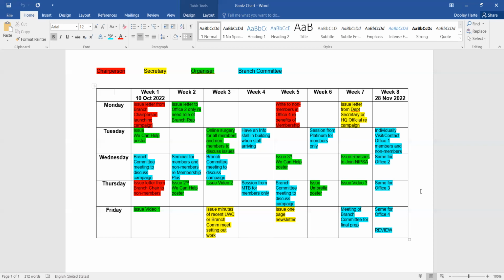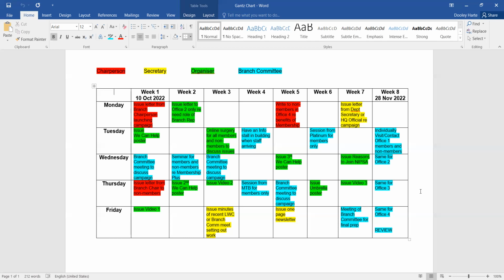What you don't want happening is the organizer and the secretary sending the same thing out on the same day, or the organizer thinking the secretary is sending something, or the secretary thinking the organizer sent something, and then you miss vital information going out. So it's just about planning and making sure everybody's aware of what to do. Those committee meetings should be relatively short, and we would be suggesting that they should be separate meetings to anything else, with just one item on the agenda, that being the campaign.